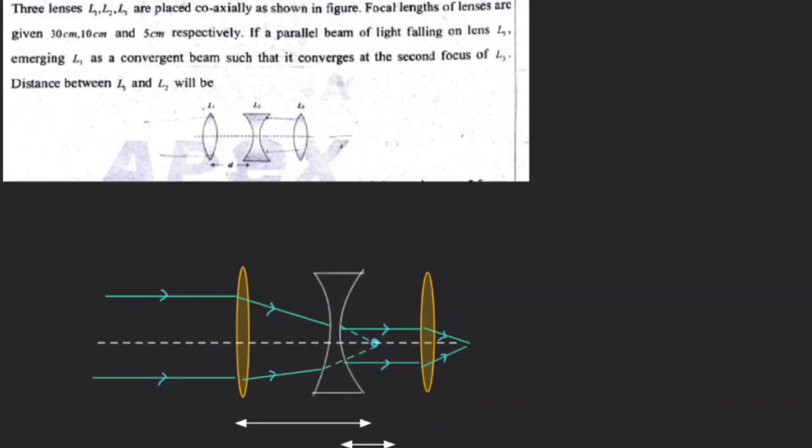Now this one. Three lenses L1, L2, L3 are placed coaxially as shown in the figure. The focal lengths of the lenses are given as 30 cm, 10 cm and 5 cm respectively. If a parallel beam of light falling on lens L1 emerges from L3 as a convergent beam such that it converges at the second focus of L3, the distance between L1 and L2 will be? So this is lens L1, this is lens L2, and this is lens L3.